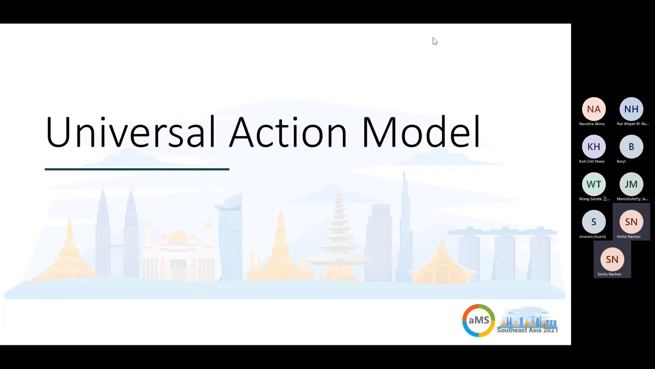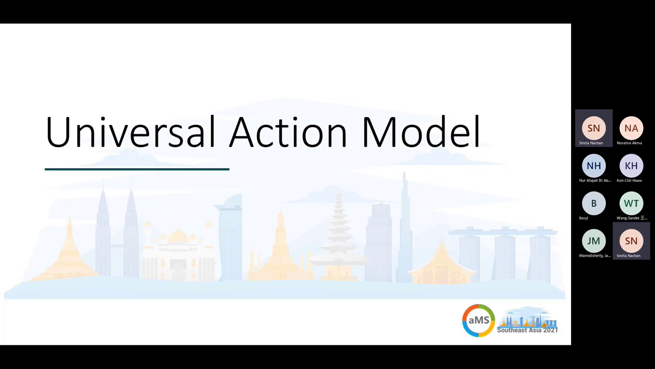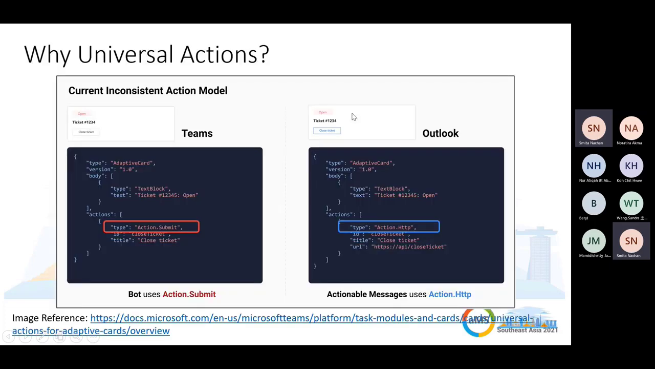So we have various host applications which have their own action model. In simple words, even though the layout and rendering for adaptive cards was universal, action handling was not. If a developer wanted to send the same card to different places, maybe Microsoft Teams or Outlook, then they have to handle the actions differently for each of those hosts.